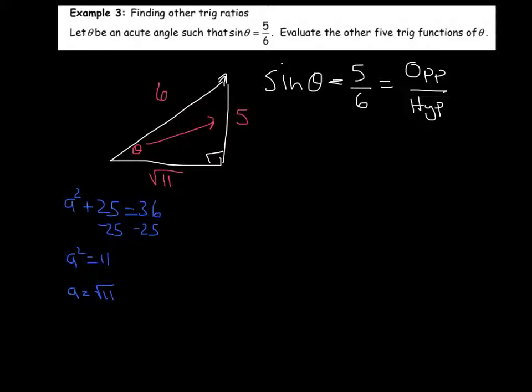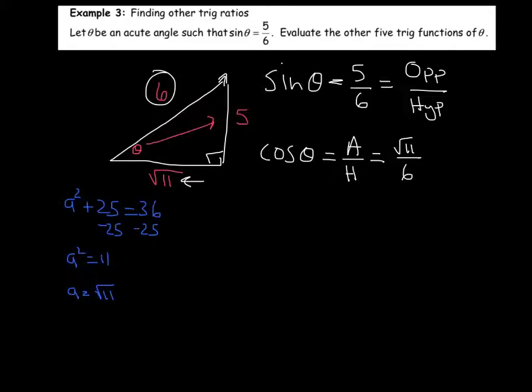Hey, this should be a real simple problem because I know SOHCAHTOA now. So cosine of theta is the adjacent over the hypotenuse. I'm going to keep writing these out so that you continue to memorize them. Adjacent, so cosine, adjacent over hypotenuse. So adjacent is going to be this guy right here, and the hypotenuse is going to be that right there. So cosine is going to be root 11 over 6.